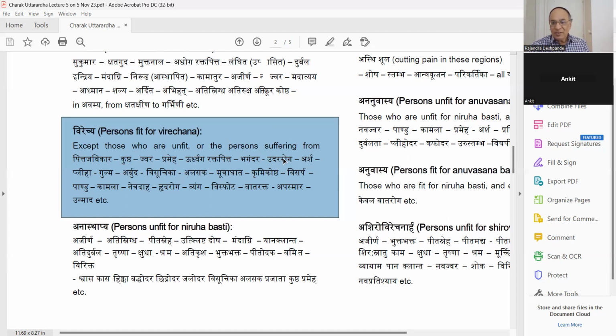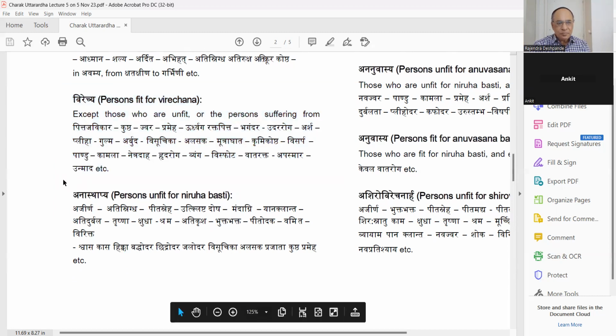Udara Roga, ascites, where peritoneal fluid is present. After liver cirrhosis, before liver cancer, you can get Udara Vyadhi. Arsha, piles, Liha, splenomegaly, Gulma, tumor, Arbud, malignant growth, Visuchika, Alasaka, that is cholera, gastroenteritis, Mutraghat, problems of the urinary tract, Krumikoshta, worms, Visarpa, erysipelas, skin disorder, Pandu, anemic condition, Kamala, jaundice, Netradah, burning of the eyes because of a lot of screen time, Hruday Roga, Vyanga, acne, Tarunya Pitika, Vispot, Vatrakta, maybe gout or rheumatoid arthritis, Apasmar, epileptic fits, and Unmad, mental hysteria. In all these conditions, you can give Virechana.